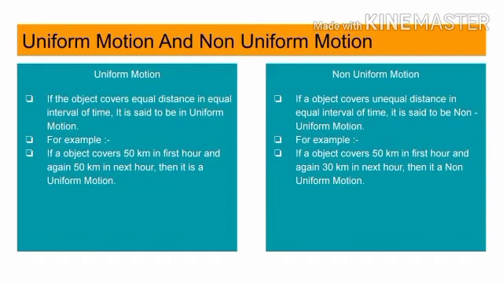Uniform motion. If an object covers equal distances in equal intervals of time, it is said to be uniform motion. For example, if an object covers 50 km in the first hour and another 50 km in the next hour, then it is a uniform motion.